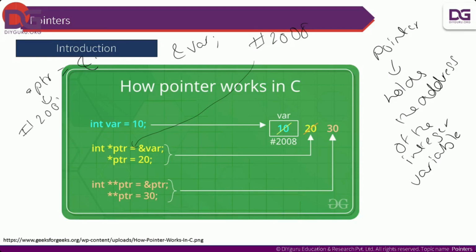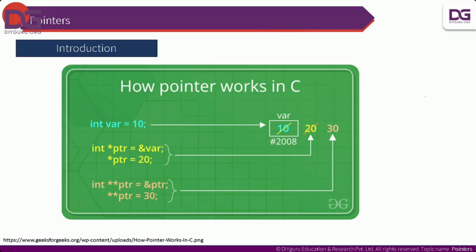Now this pointer will have an address of this one, 008. Now I'm going to give to this address a value of 20. This value will be going to the variable var. Again I use another pointer to get the address of this one, and I give 30. Now it becomes 30. So your pointer is majorly used for holding the address of your variable.